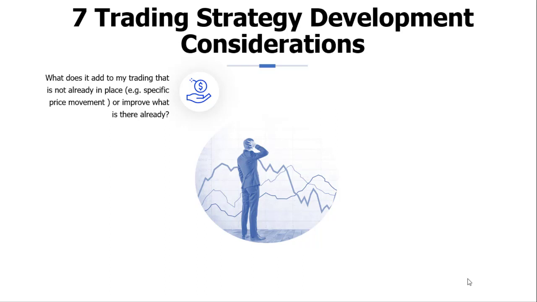This checklist we're going to give you is going to provide a roadmap for putting a new strategy together and adding it to your trading plan. The first consideration of the 7 is to ask the question, what does it add to my trading that isn't already in place? For example, which specific price movement are we trying to take advantage of? Or specific price movement trying to improve from what is there already?